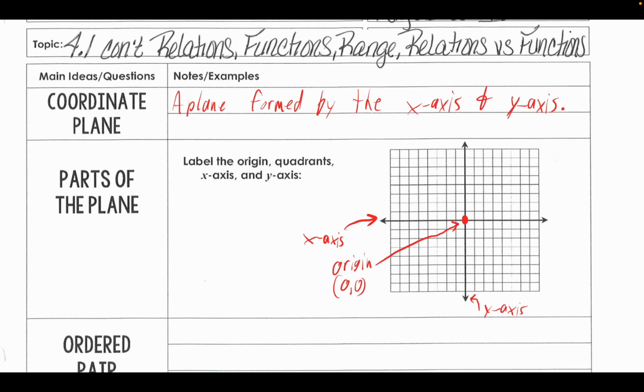We'll talk about ordered pairs in just a moment. And then we also have quadrants. Starting in the top right, we have quadrant 1. Then going counterclockwise around the circle, we have quadrant 2, quadrant 3, and quadrant 4. As you may notice here, they're all represented by Roman numerals. Once again, you start with the top right and work your way counterclockwise to identify the 4 quadrants.